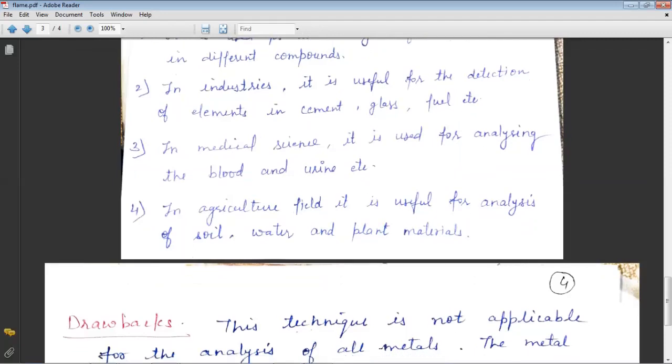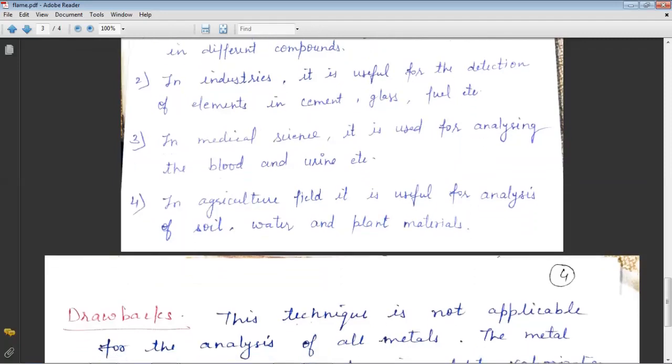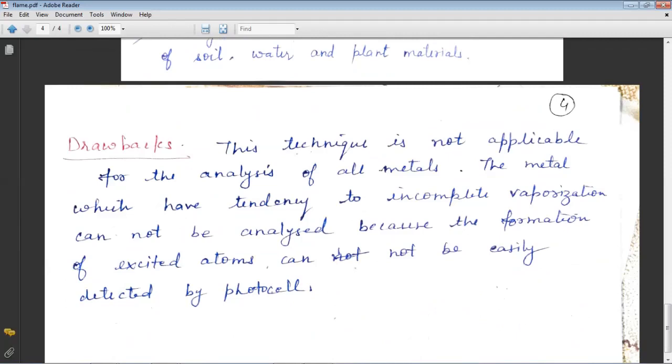Now come to the drawbacks of flame photometry. This technique is not applicable for the analysis of all metals. The metals which have a tendency toward incomplete vaporization cannot be analyzed, because the excited atoms cannot be easily detected by the photocell.